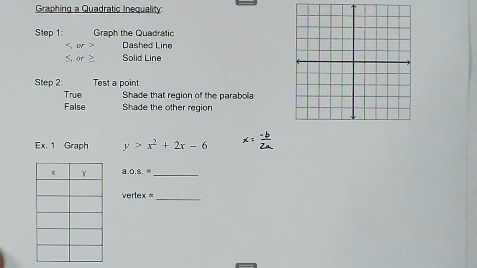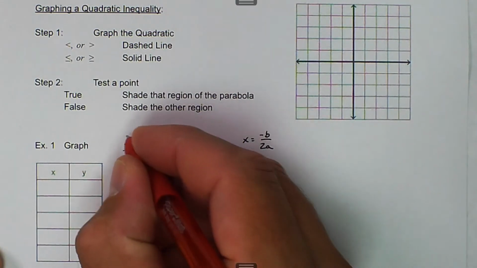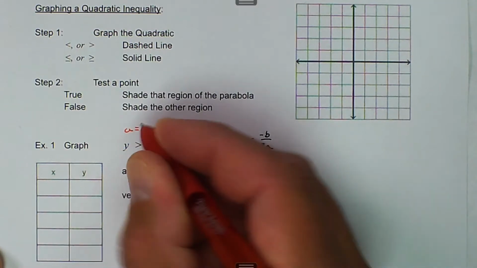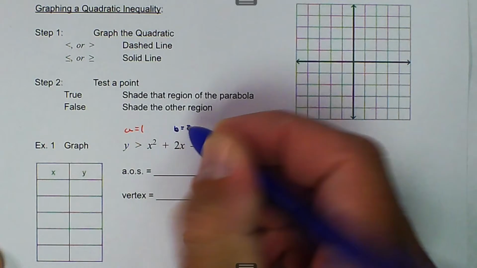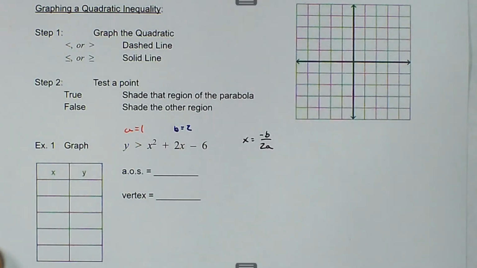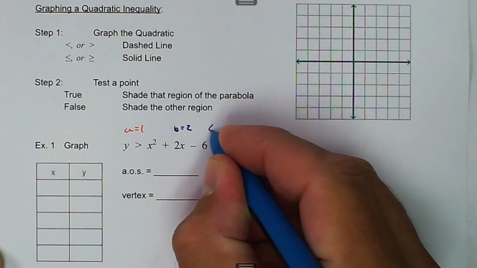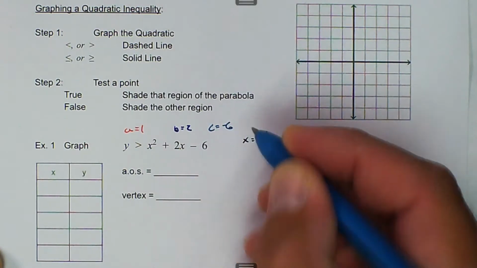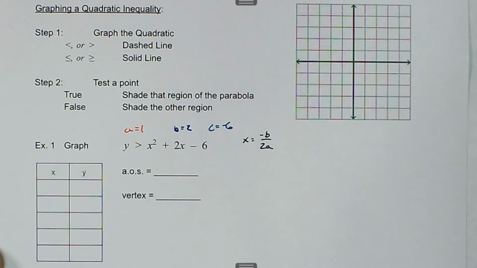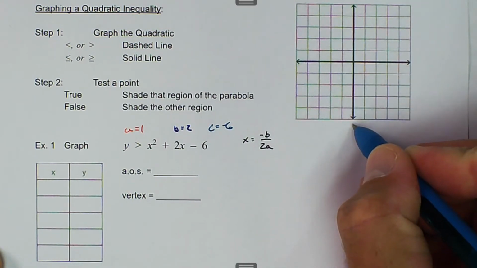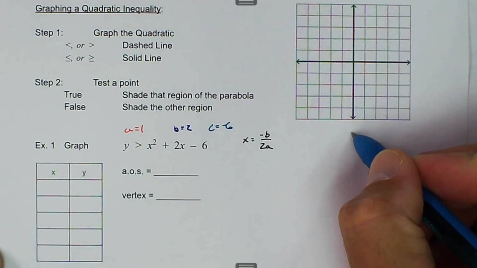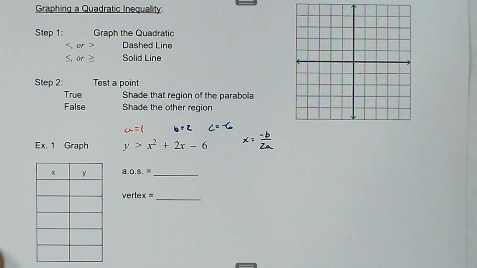From our equation, we know a is equal to 1, we know b is equal to 2, and we know c is equal to negative 6. So right away, we know that our graph is going to go through negative 6. If I count by ones, I'm going to be off the graph, so I'm going to at least have to count by twos.